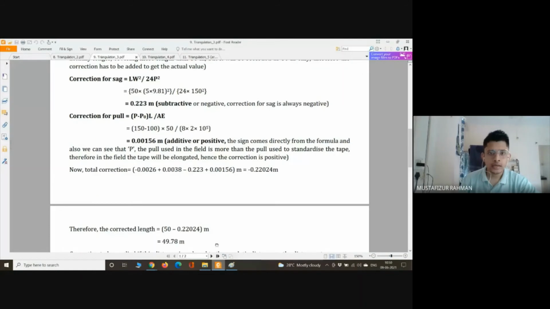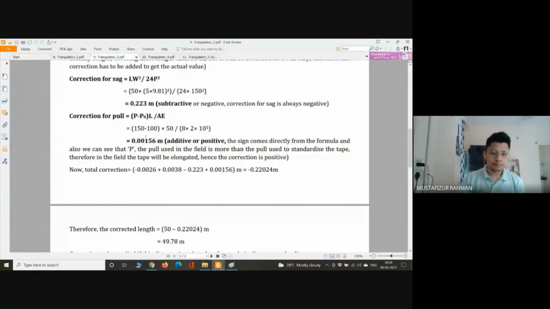So same thing here, that PL divided by AE. P will be 150 minus 100. L is 50. Cross-sectional area and modulus of elasticity is given to us. So we found that this is positive. Now this again will come as per the formula only. If it is positive, then the correction is additive. If it is negative, the correction is subtractive.